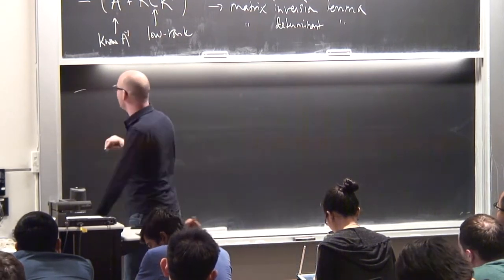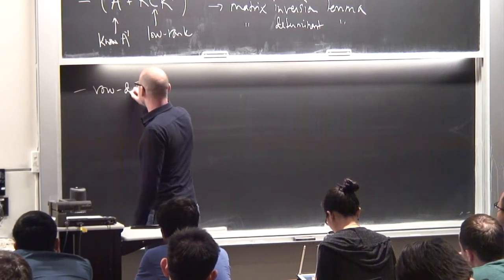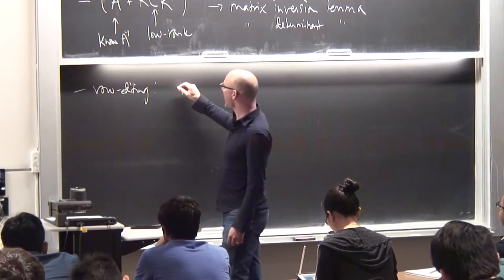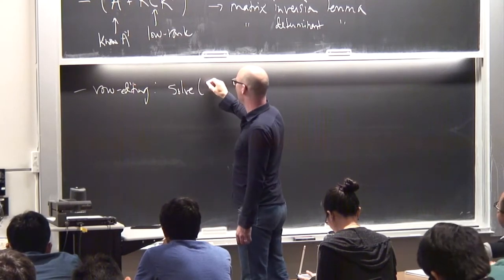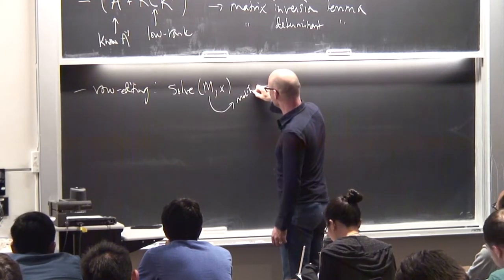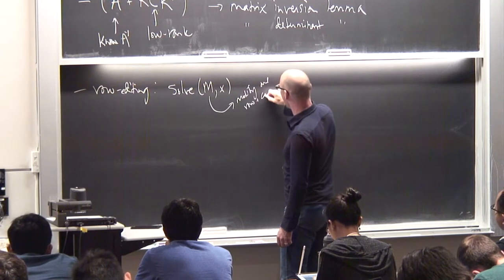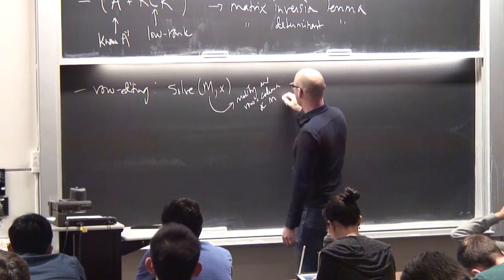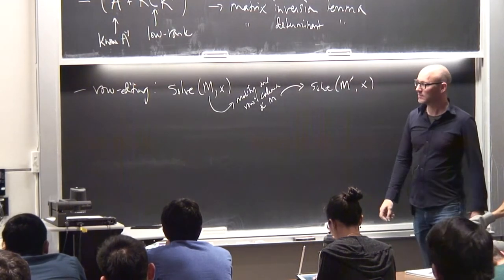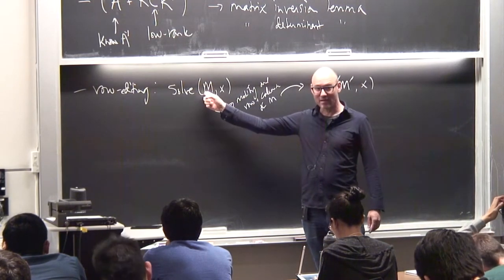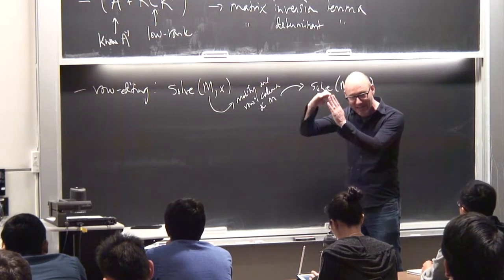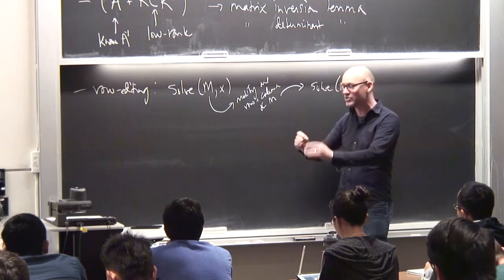But another place it comes up is row editing. What does row editing mean? It means I've done the operation solve m, x. And now what I want to do is modify one row and column of m. And now I want to do solve m prime, x. So I had m, and I've done this solve operation. And now I want to update this very slightly to a very similar matrix with only a tiny change. And then I do it again.